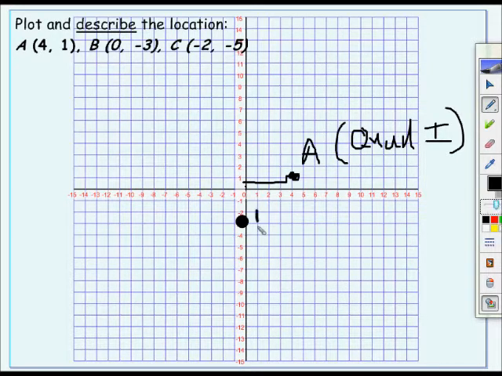So now I have point B. Now, point B is not in one of the quadrants. It is exactly on one of the axes. So if I was going to describe point B, I would describe it as on the y-axis.